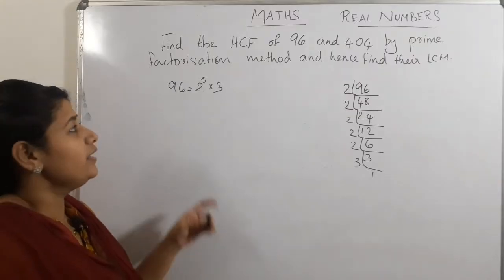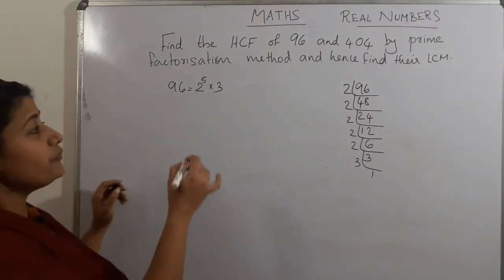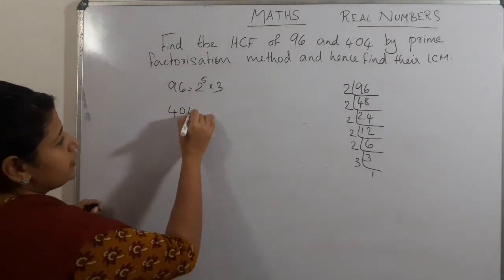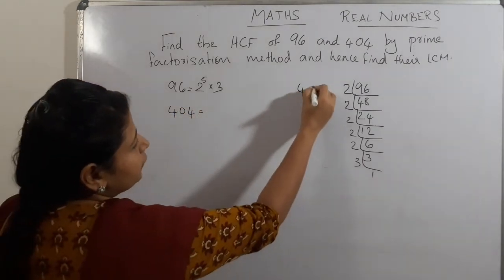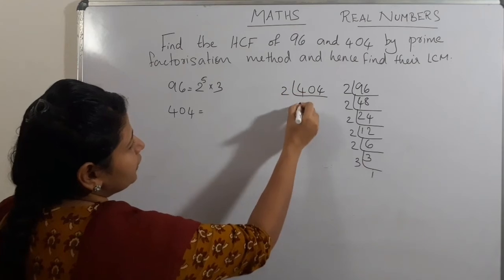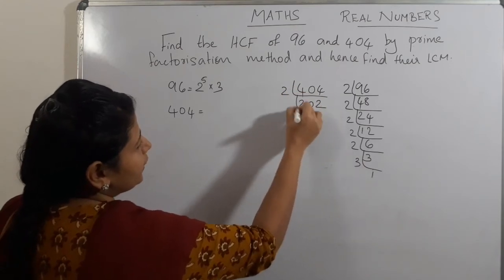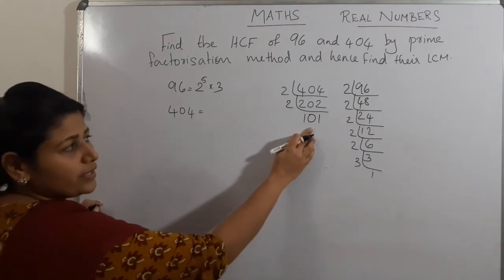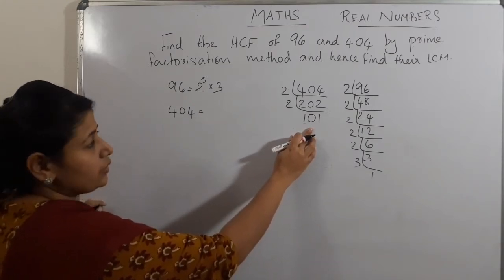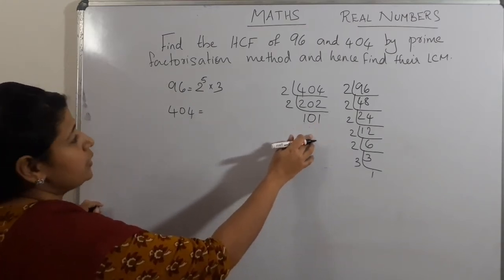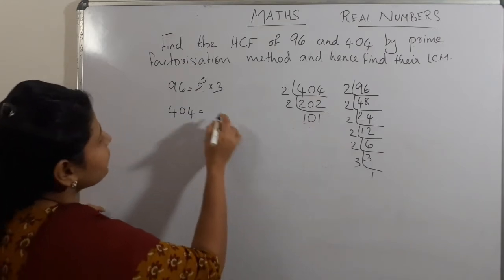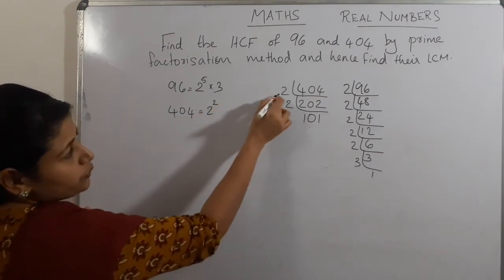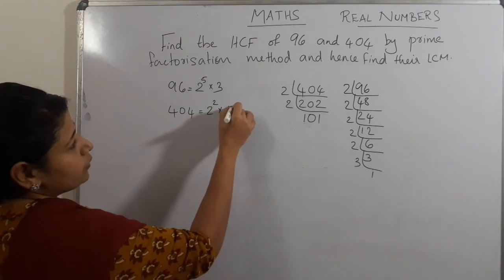Okay. Next we will do the Prime Factorization for 404. 404 divided by 2 is 202, and again by 2 it is 101. 101 is a prime number, so we cannot find any factor for it. We have to stop here and write 404 as 2 raised to 2 into 101.